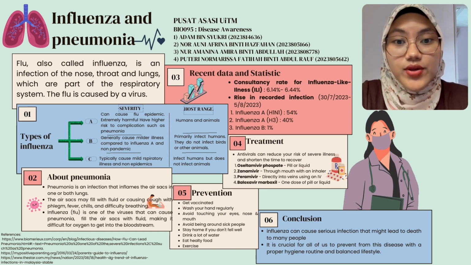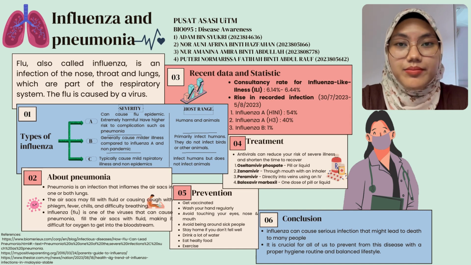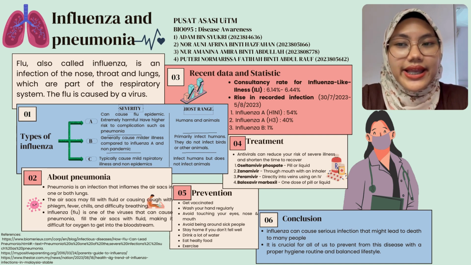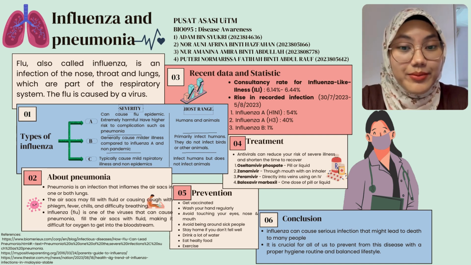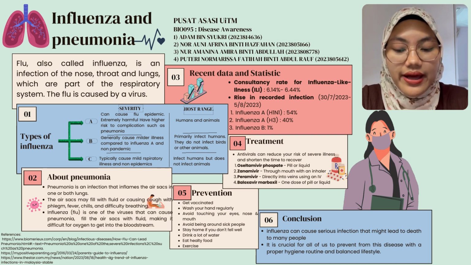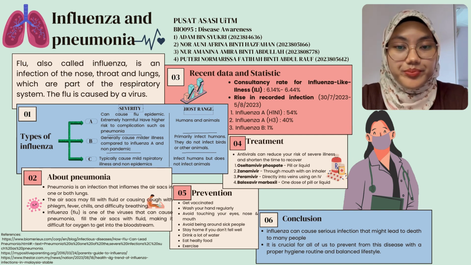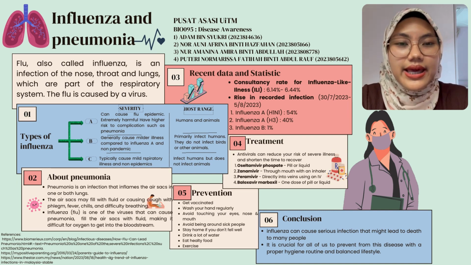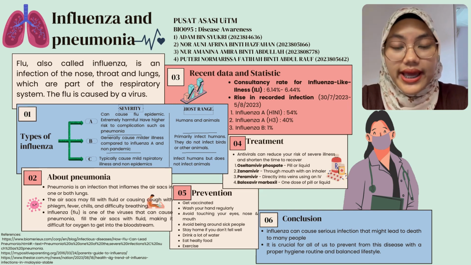Next, we have influenza B. Influenza B is generally a milder illness compared to influenza A, and it is non-pandemic. It could not cause a pandemic. Its host range is only humans. It cannot affect animals. Next one, we have influenza C. Influenza C is a rare, mild respiratory illness and non-pandemic. Same as influenza B, it can only affect humans and not animals.